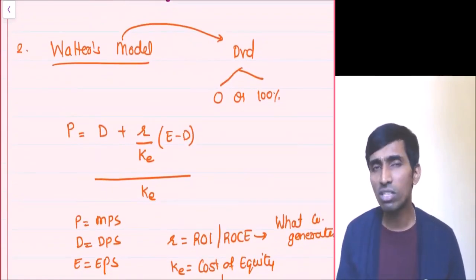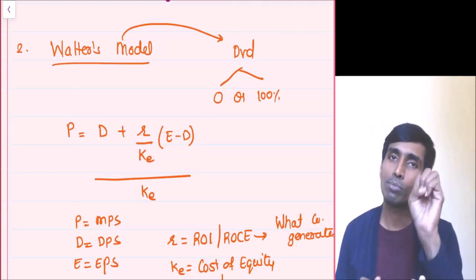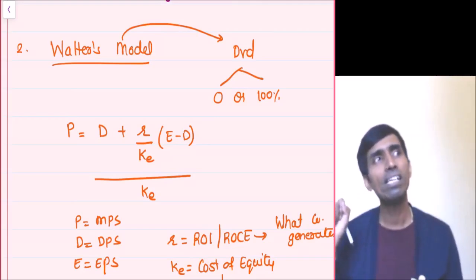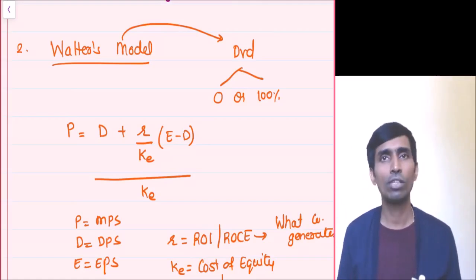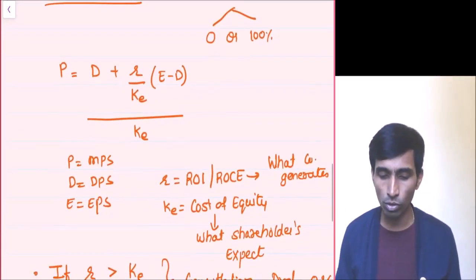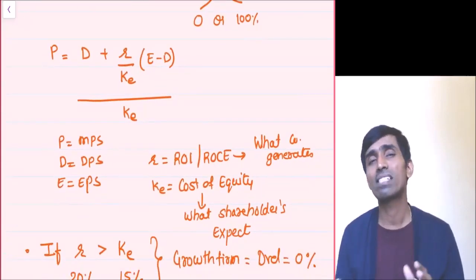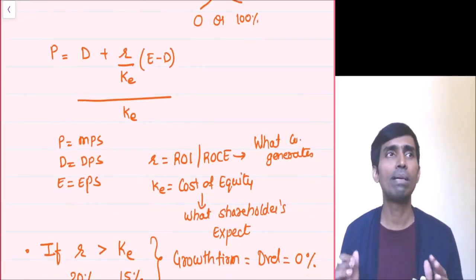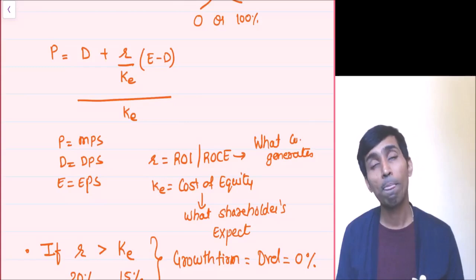Now what Walter says, Walter has two perceptions. He says that either the dividend payout should be 0 or the dividend payout should be 100%. Either it is 0 or 100, in between nothing is there. So what is the formula he is giving? P is equal to (D plus R upon K times (E minus D)) divided by K. Now understand, P means price, D means dividend, E means earnings.